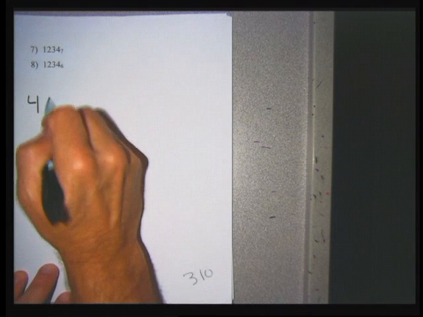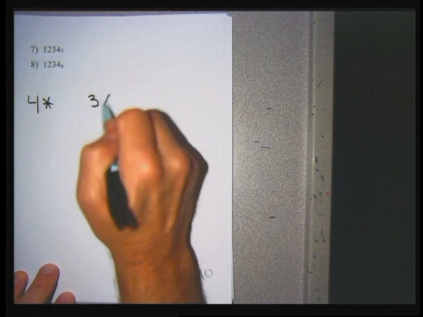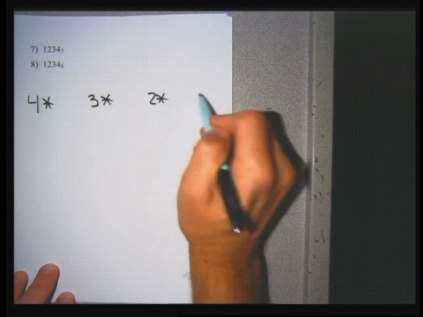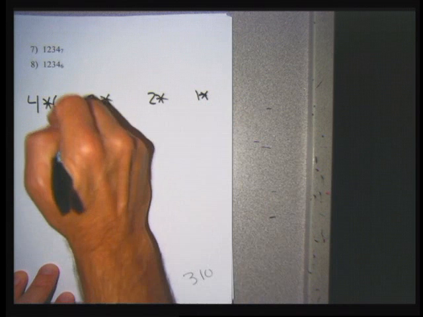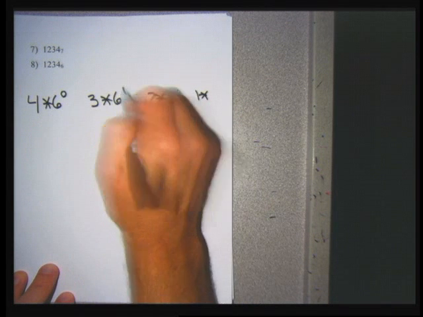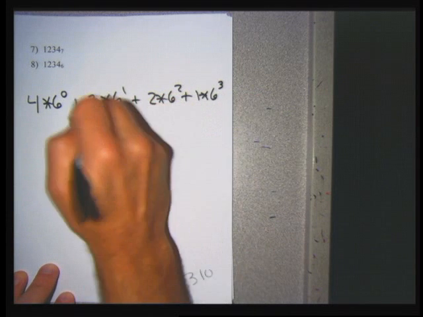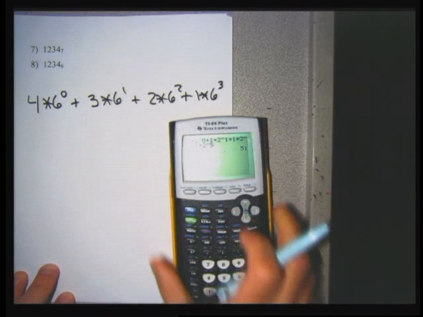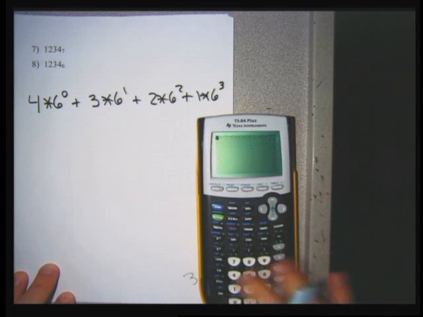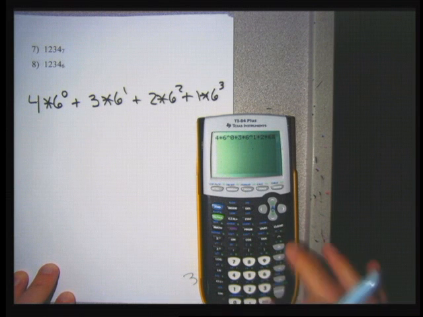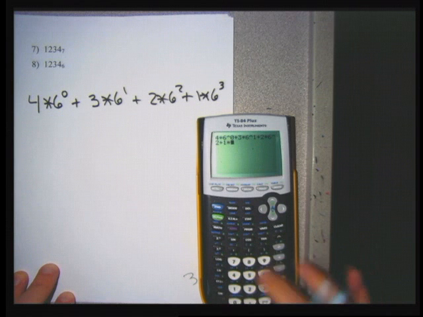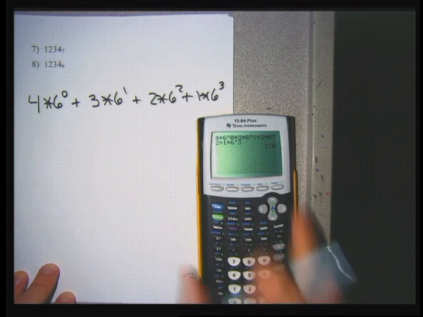So 7 and 8, essentially the same numbers, except it's going to be a little bit different. I'm going to go 4 times, 3 times, 2 times, and 1 times, and then 6 to the 0, 6 to the 1, 6 squared, 6 cubed, plus signs between. That's all that it is. Apparently that's supposed to be 310. Hopefully it is. So 4 times 6 up arrow 0 plus 3 times 6 up arrow 1 plus 2 times 6 up arrow 2 plus 1 times 6 up arrow 3, and I get 310. Beautiful.